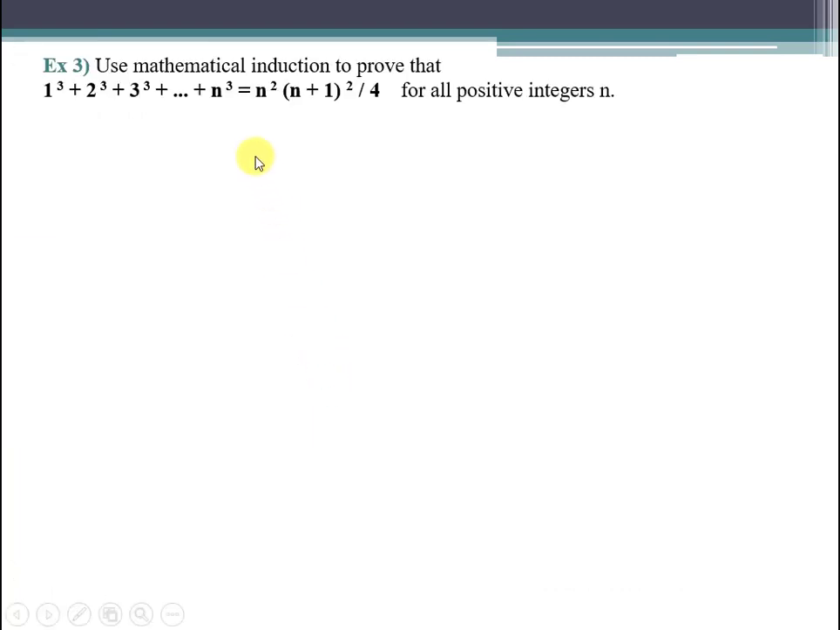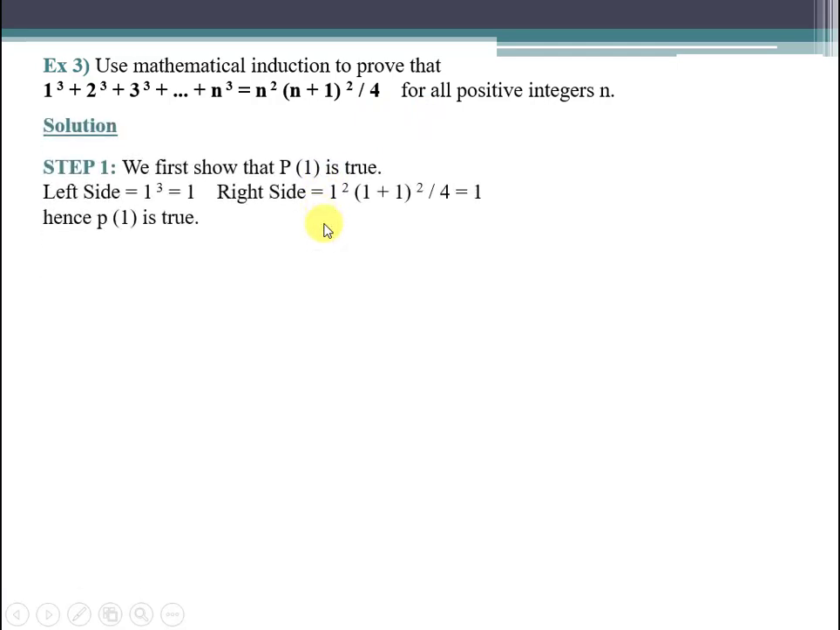Exercise number 3. Use mathematical induction to prove that this statement is correct for all positive integers n. Solution. Okay, step 1. We first show that p1 is true. So it means instead of n, we should put 1. Left side, it is just 1 cubed, it is 1, and right side, it's equal to 1 squared multiplied by 1 plus 1 squared over 4. It's equal to 1. Hence, 1 equals 1, and the first assumption is correct.